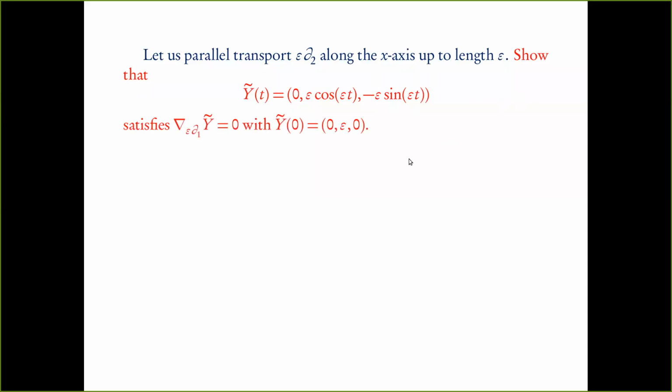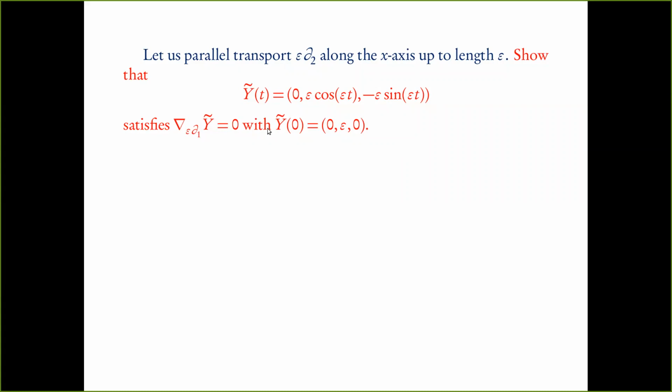So it satisfies that y tilde of 0 is 0, epsilon, 0, which is what epsilon delta 2 is at the point 0, 0, 0. And then you're parallel transporting this along the x-axis, but the x-axis could be thought of as just the integral curve of the vector field epsilon del 1, so that at time 1, you land up at epsilon. This is something you can simply write down and check, because epsilon is a constant. You can pull that out and then check that this is true.